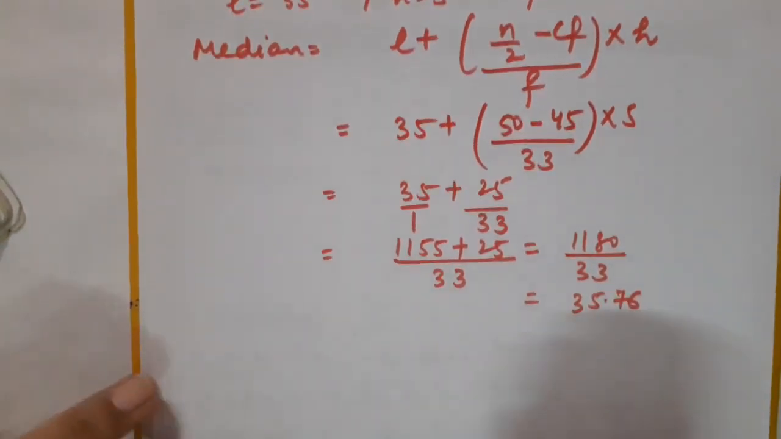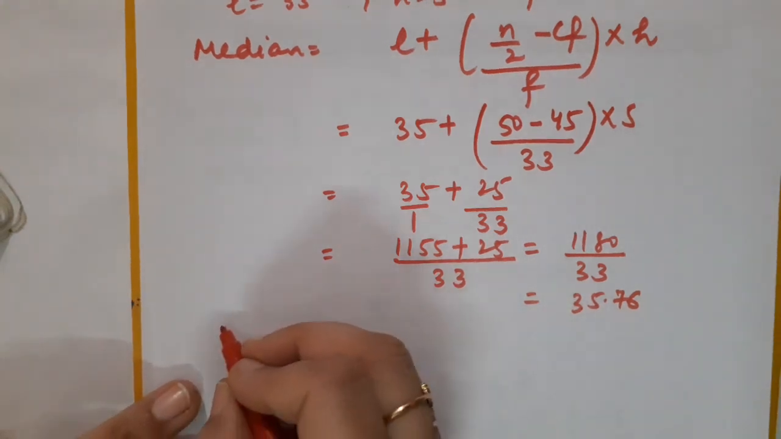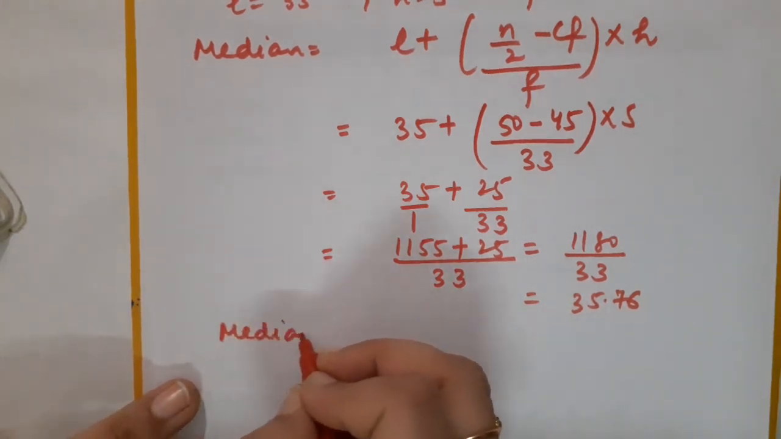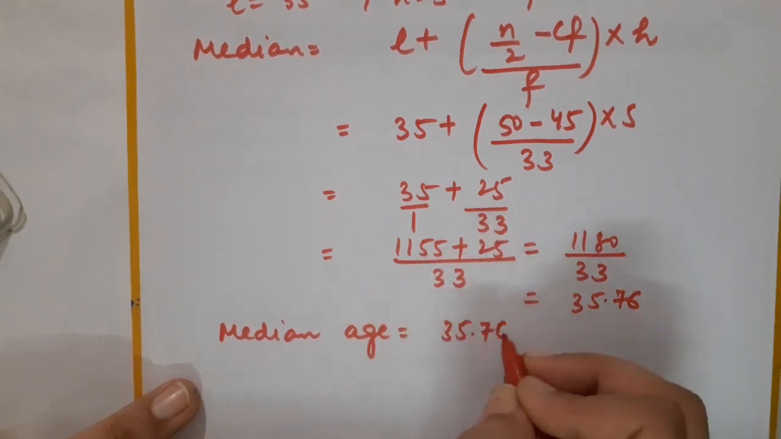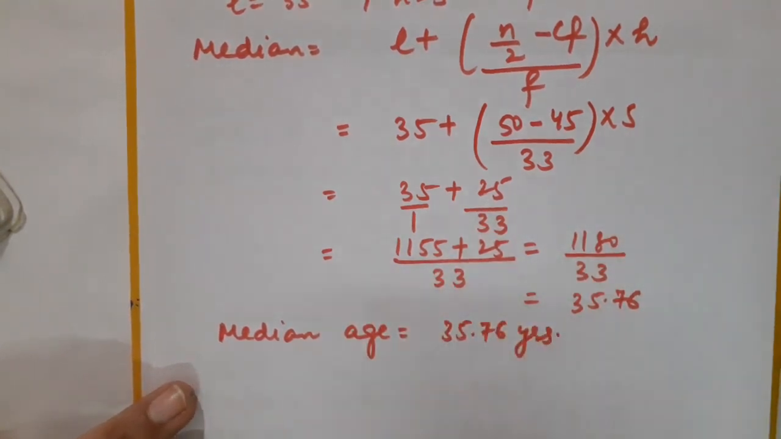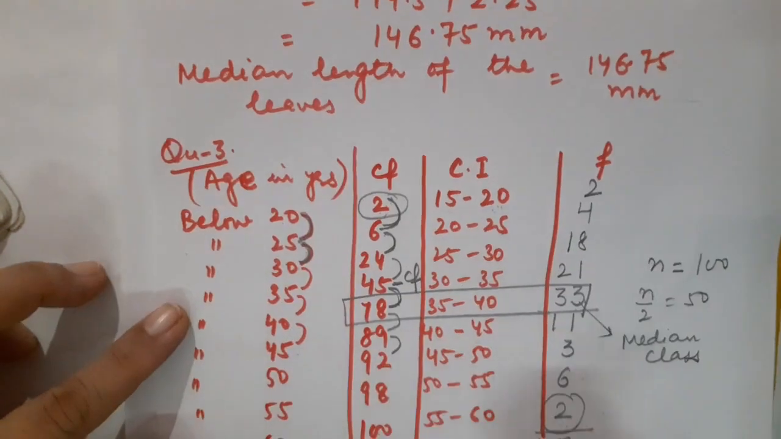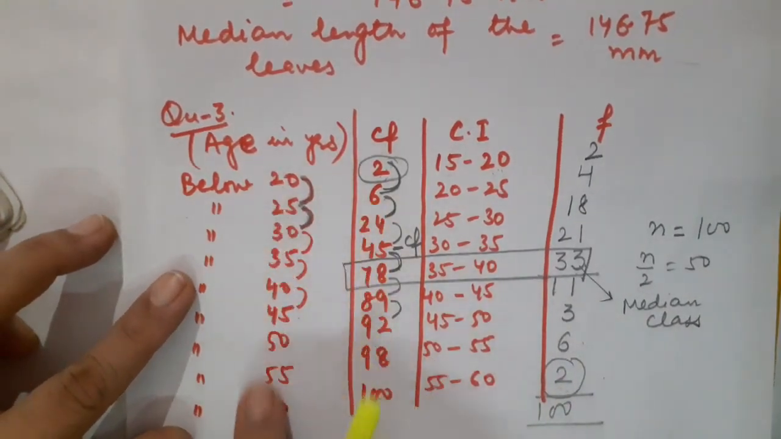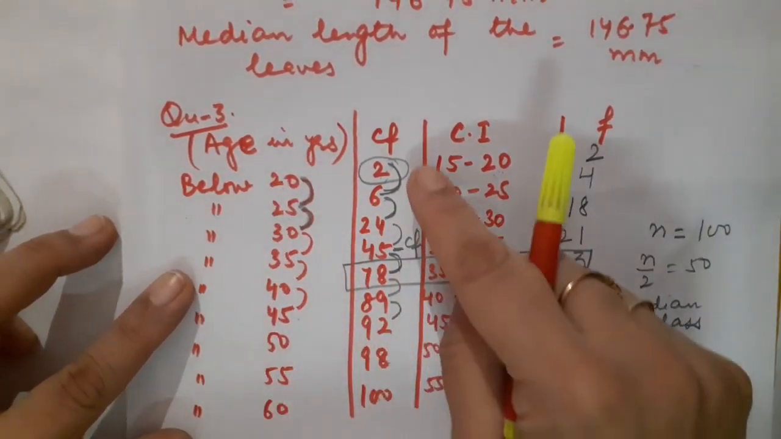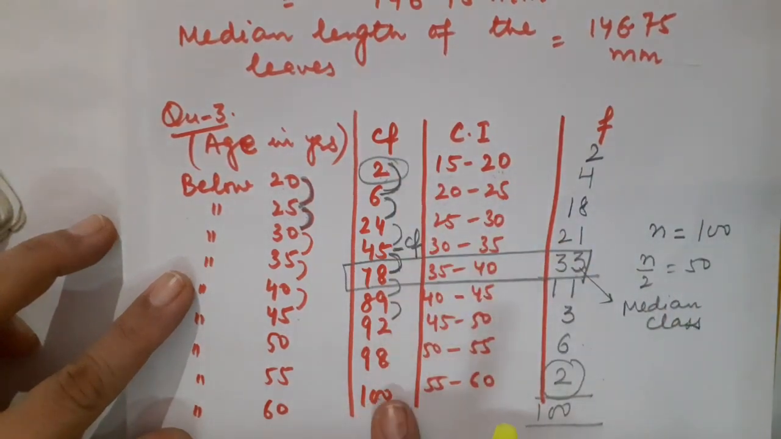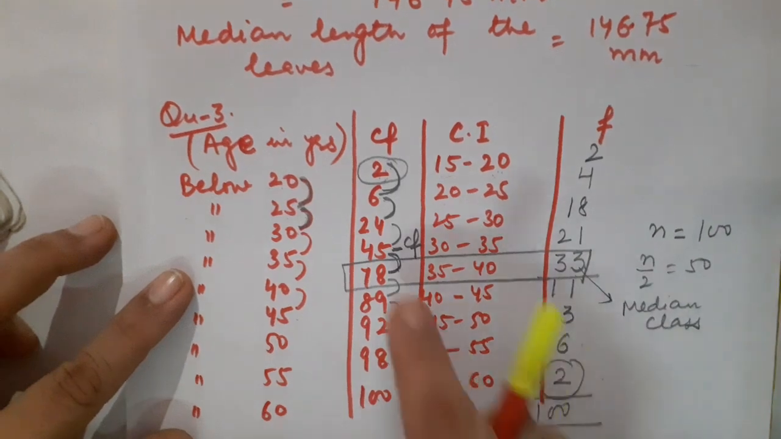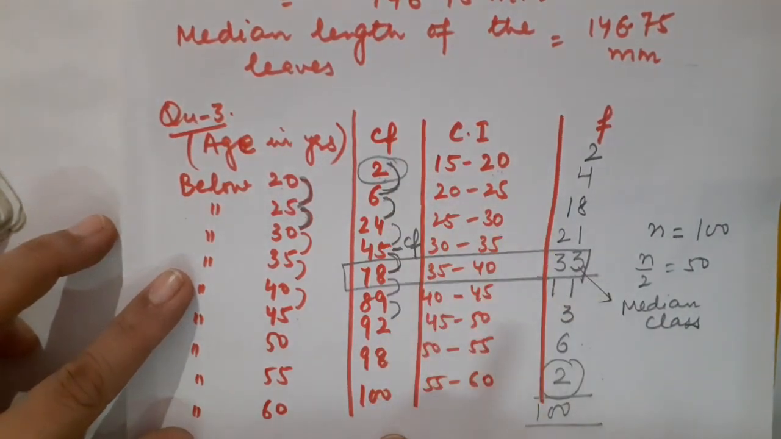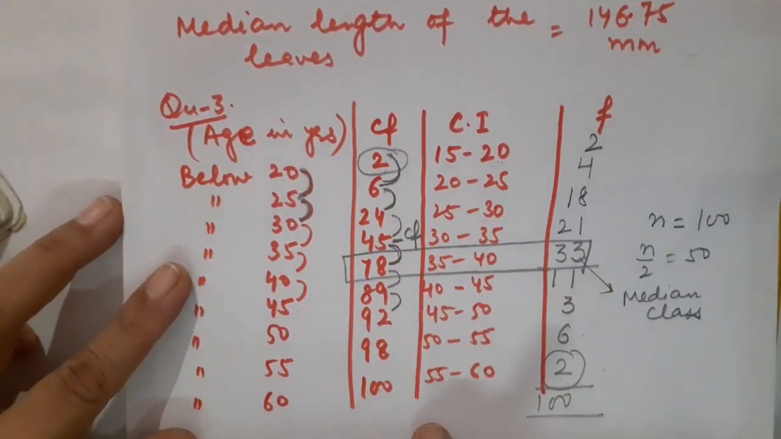35.76. So what is the median age of the policy holders? The median age must be equal to 35.76 years. Got it? So children, always remember, whenever you have below or less than type data, the frequency which is given is the cumulative frequency, and the actual frequency you calculate by subtracting the consecutive terms given in the cumulative frequency.